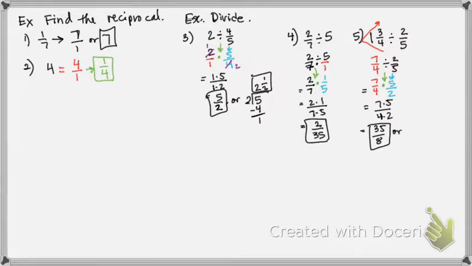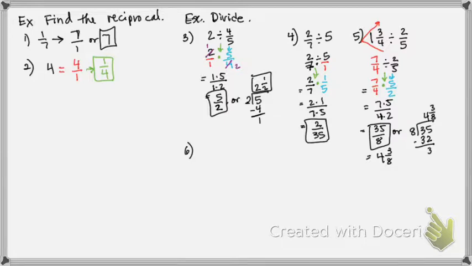Or I could divide 8 into 35. Well, 8 goes into 35 4 times, which is 32, with 3 left over. So that would give me 4 and 3/8. All right, I'm going to do a couple more. Let's do number 6 over here.